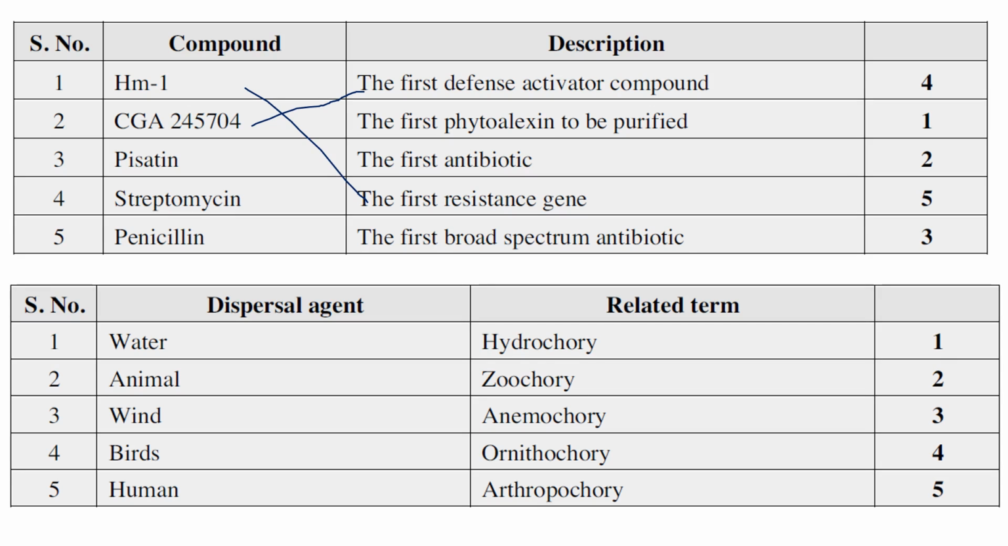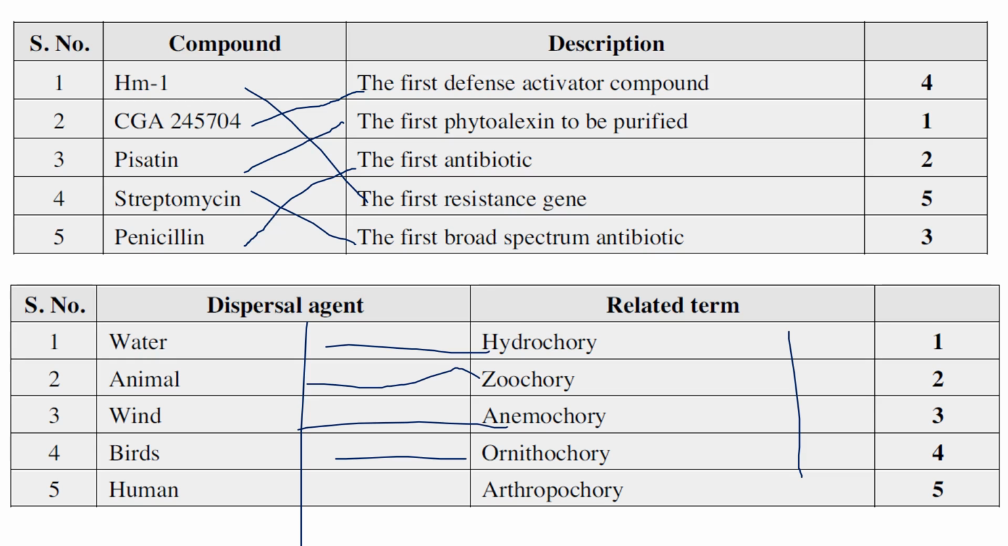So Pisatin, first phytoalexin. The next one is streptomycin, first broad spectrum antibiotic. So the first discovered antibiotic is penicillin only, but the first broad spectrum antibiotic is streptomycin only. So penicillin, first antibiotic. Generally the dispersal agent and the terminology related to it: if the agent spreads through water, it is called hydrochory. Animal means zoochory. Wind means anemochory. Birds means ornithochory. Human means anthropochory.